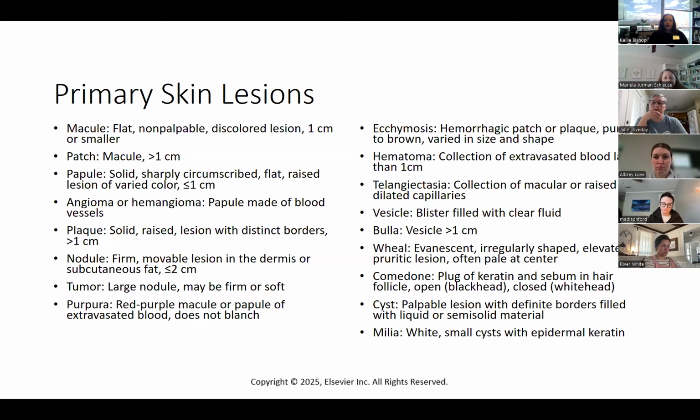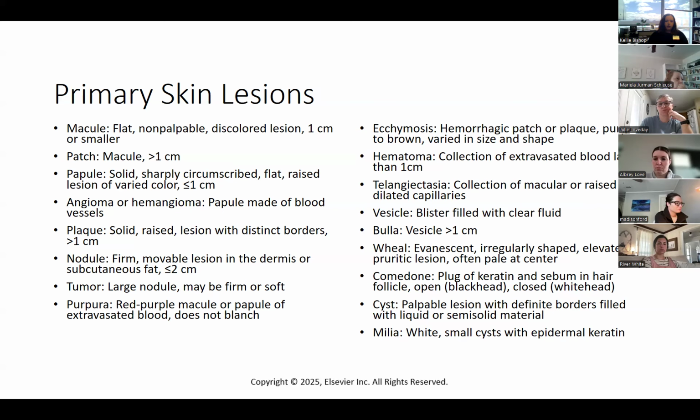But like macules are flat, they're 1 centimeter or smaller. Patches are macules that are greater than 1 centimeter. So in my head, they're the same. They're just one's bigger than the other, and that's how I differentiate them. Papules are solid, sharply circumscribed. They have very distinct borders. They can be flat or raised a little bit, and they can vary in color a little bit, but they're 1 centimeter or less. Whereas a nodule is pretty much the same thing as a papule, but it's a little bit bigger. Plaques are greater than 1 centimeter, so papule and plaque are pretty much the same. They look very similar, but the plaque is bigger.